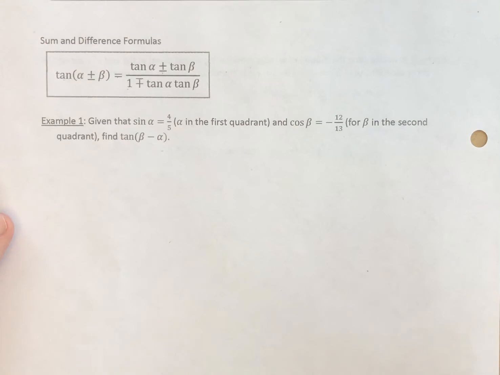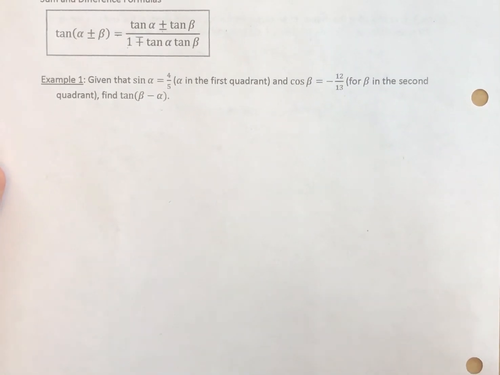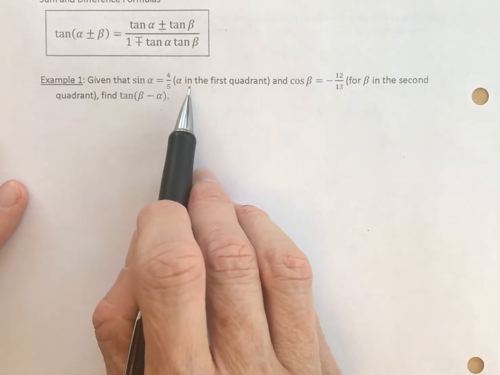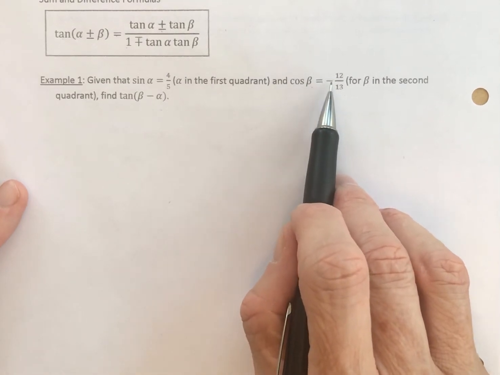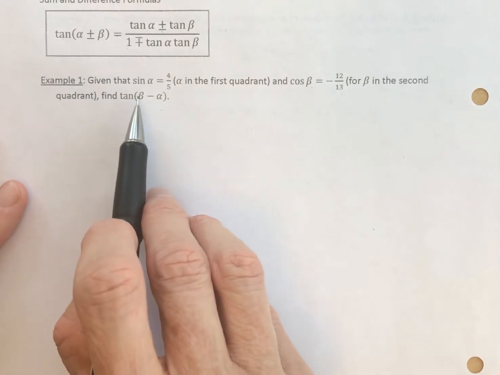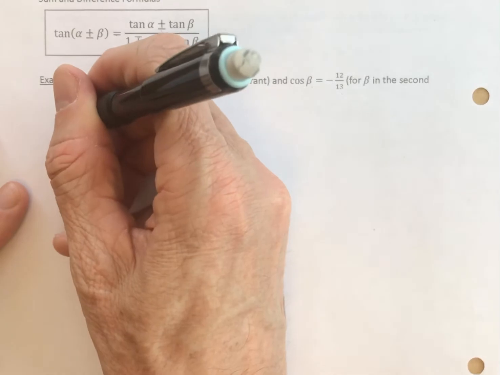Let's put it to use. Okay, I'll keep that formula up there for us. Given that the sine of alpha is 4/5, alpha is in quadrant 1. The cosine of beta is negative 12/13, beta is in quadrant 2. Find the tangent of beta minus alpha. Okay, let's draw it.